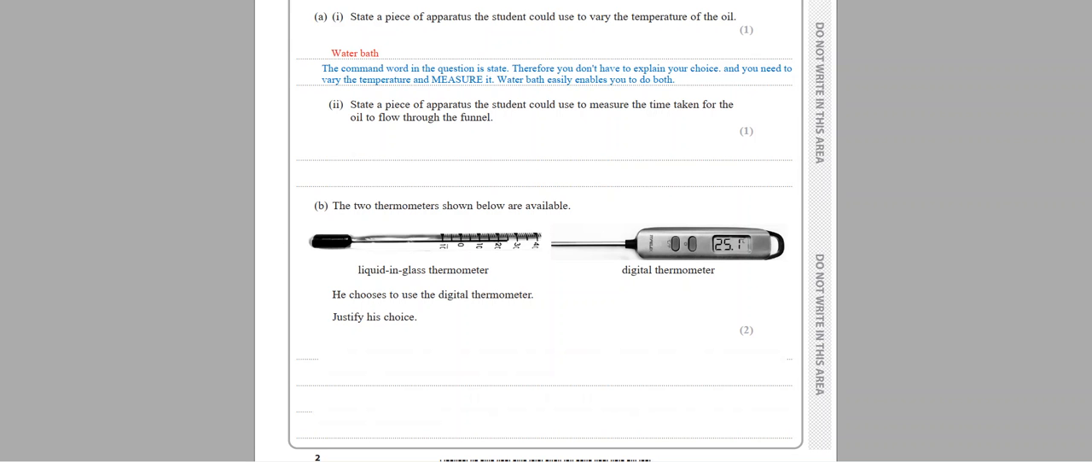Now, state the piece of apparatus the student could use to measure the time taken for the oil to flow through the funnel. It's very obvious. It's a stopwatch, of course.